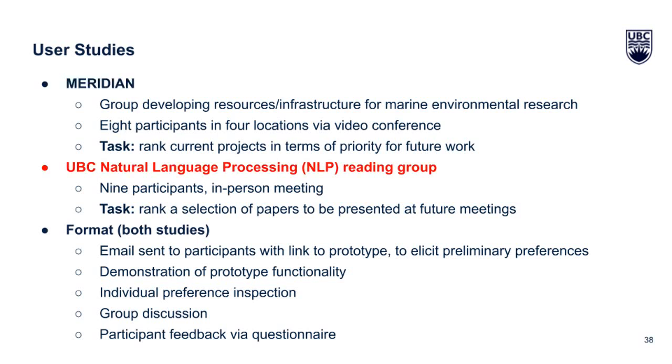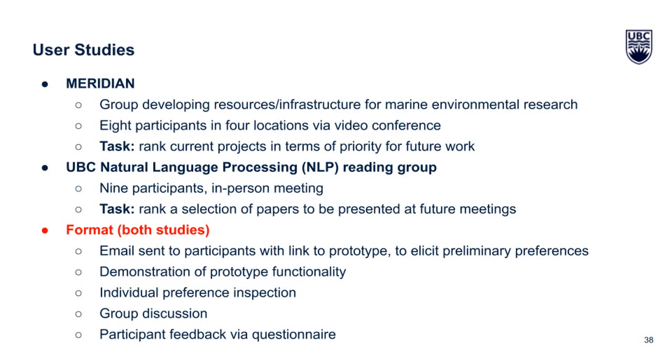The second study involved the Natural Language Processing Reading Group at the University of British Columbia Computer Science Department. Including 9 participants, this in-person study had the task of ranking papers to be presented at future meetings. For both studies, an email was sent to participants with a link to the prototype so they could submit their preferences. During a subsequent meeting, the visualization was demonstrated and the participants were given time to inspect the group preferences individually. Afterwards, the group discussed the alternatives and preferences.